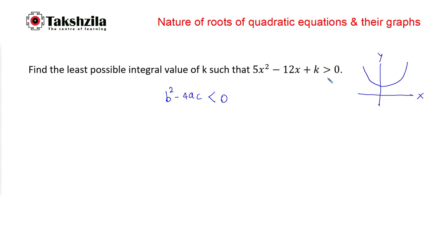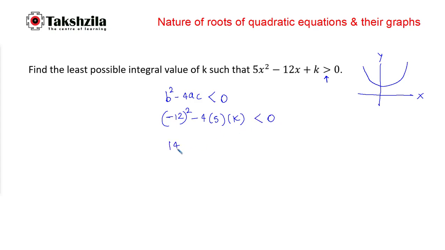We want this quadratic expression to be always positive. It should never be negative, which means the complete parabola should lie above the x-axis. For that, both roots are supposed to be non-real. For that, b² − 4ac is less than 0. The value of b is −12, squared, minus 4a, where a is 5 and c is k, should be less than 0.